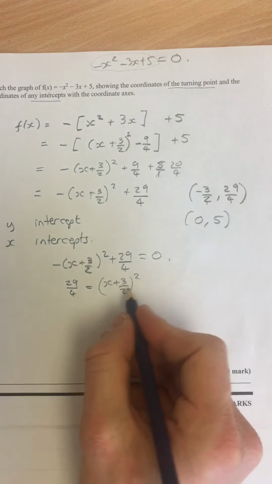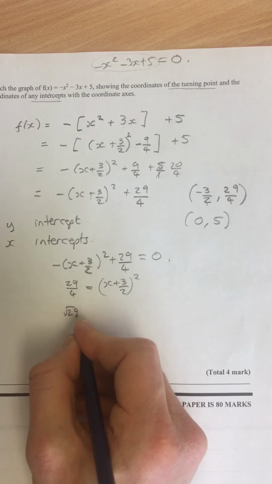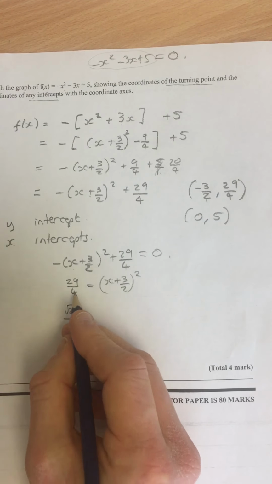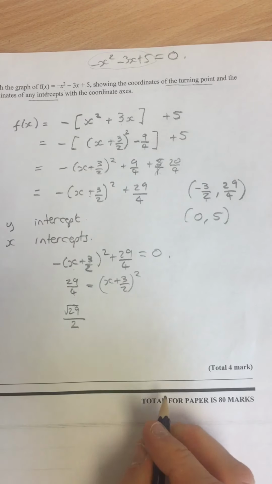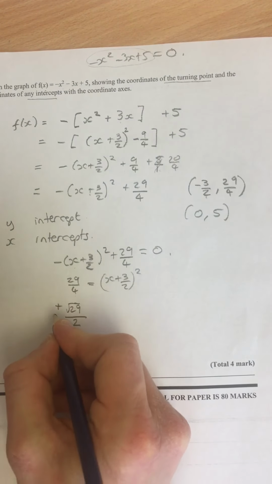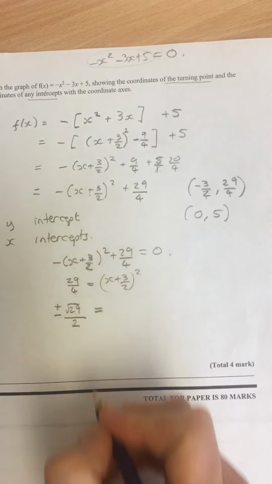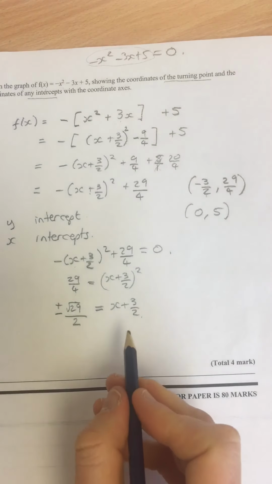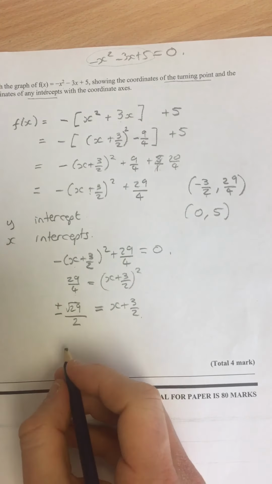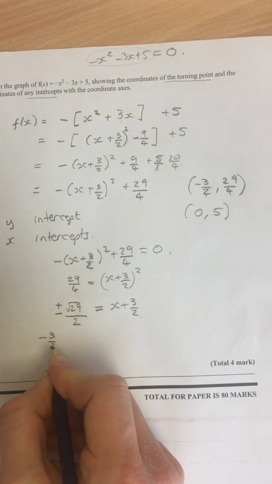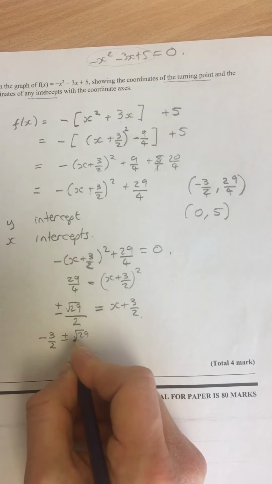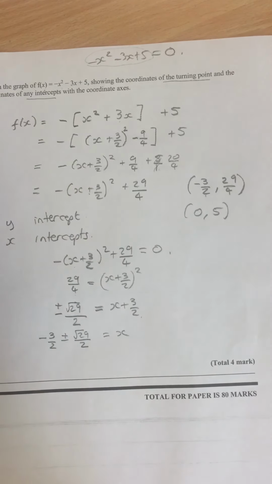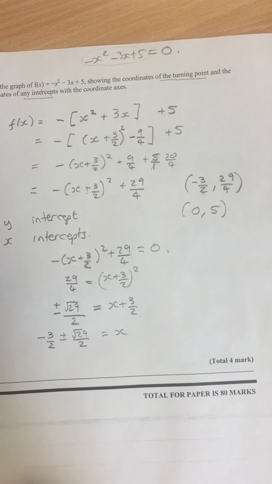Square root both sides. So if I square root this, I will get root 29. That's not going to simplify very nicely, so we'll leave it like that. The 4 will though. When I square root the 4, I'll get 2. And then just remember, whenever you square root, you get a plus or a minus answer. On the right-hand side, we've still got that x plus 3 over 2. Now if I take the 3 over 2 away from this side, I've got minus 3 over 2 plus or minus root 29 over 2 equals x. So these are my two solutions for my x-intercepts.